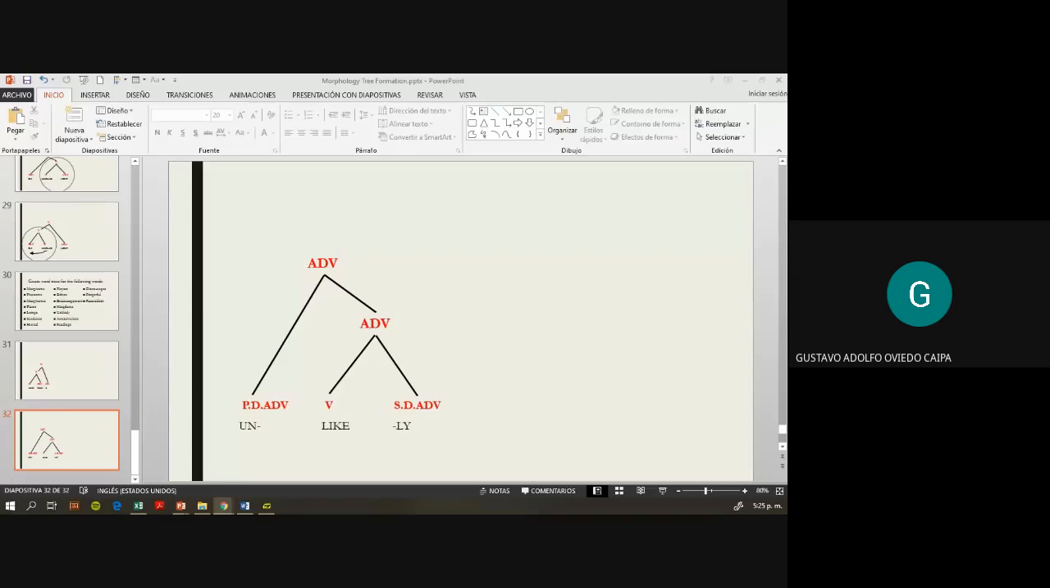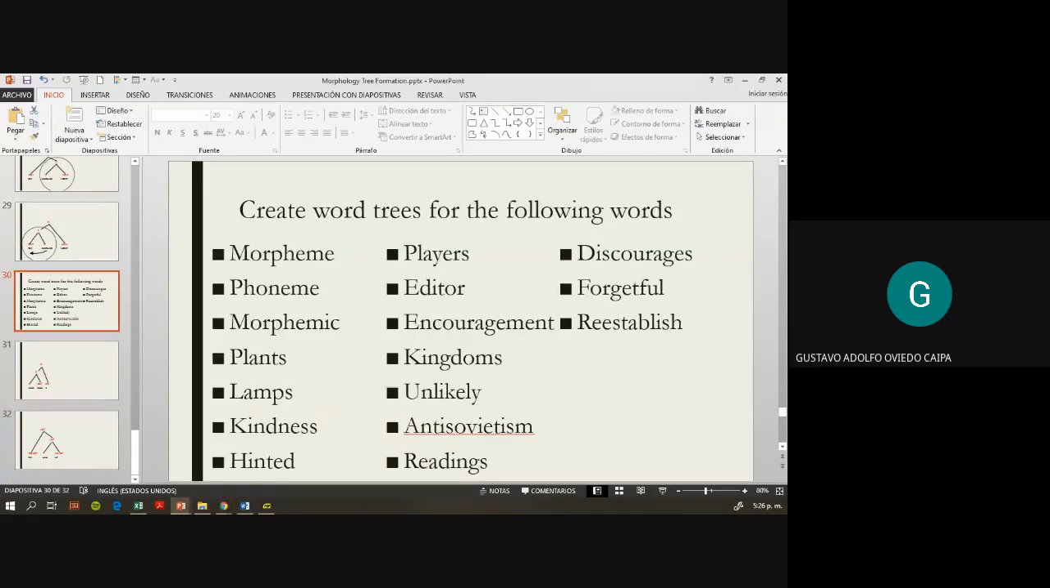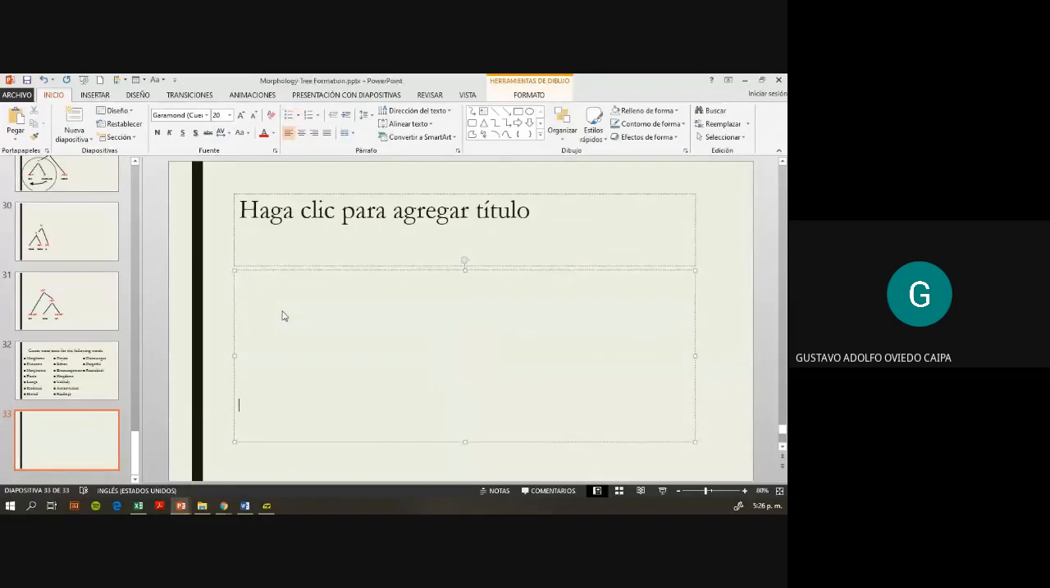Okay, what's our next word? Anti-Sovietism. Now let's move on here. We have anti-Soviet and ism. Okay, so let's begin with the root. So the root, in this case, we're going to take it as a noun. So why am I going to take it as a noun?